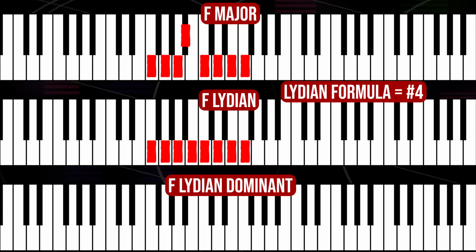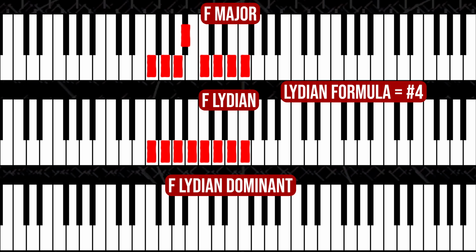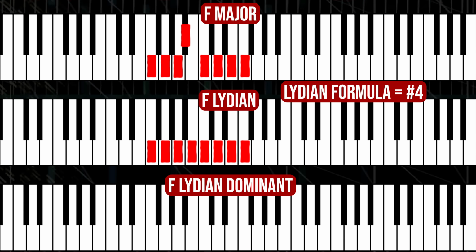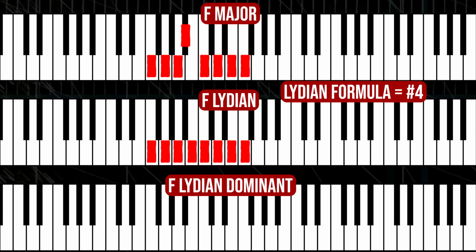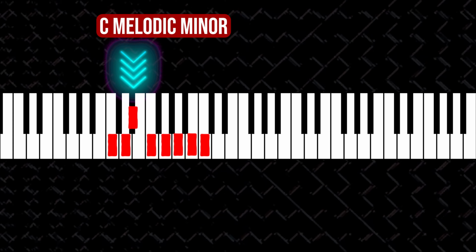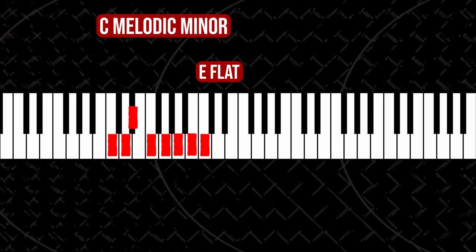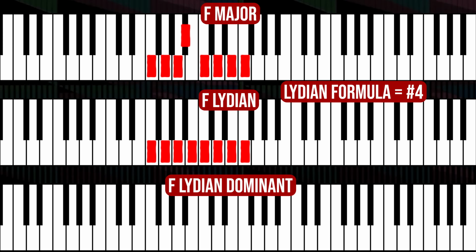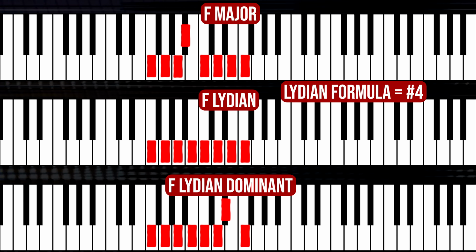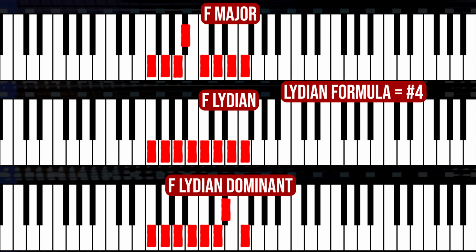Remember, Lydian is sharp 4. There's our sharp 4. Once we add our note from the melodic minor scale, which if we remember, is E flat. So let's change out the E that's normally in F Lydian, and let's change that out for an E flat. There we go.